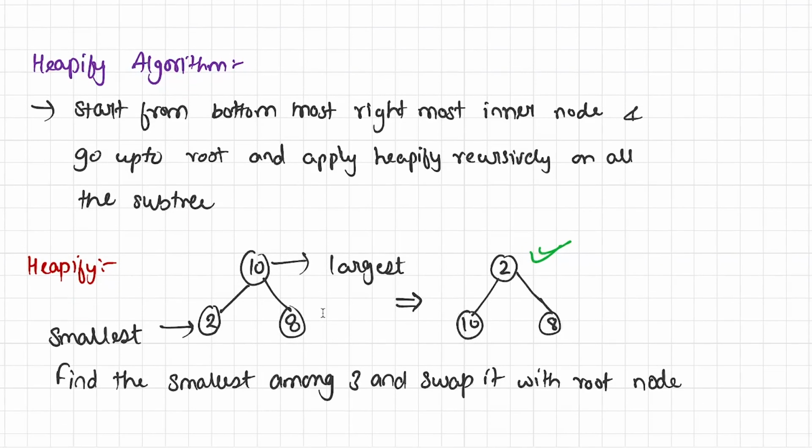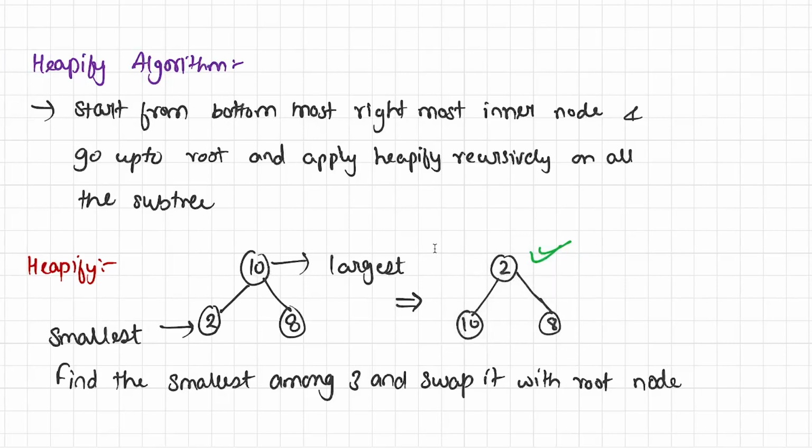And in case of minimum heap, this tree is violating the property of minimum heap. You can see that 10 is the largest element and 2 and 8 are the smaller elements. So what we do in this case, we find the smallest among all the elements. In this case, the smallest among all the elements is 2. So we are going to swap this 2 with the root element. After swapping 2 with the root element, we get the minimum heap.